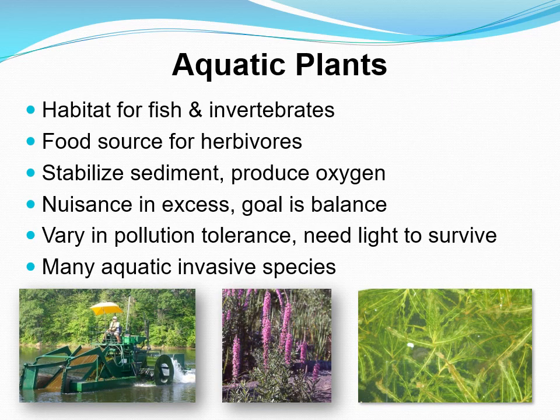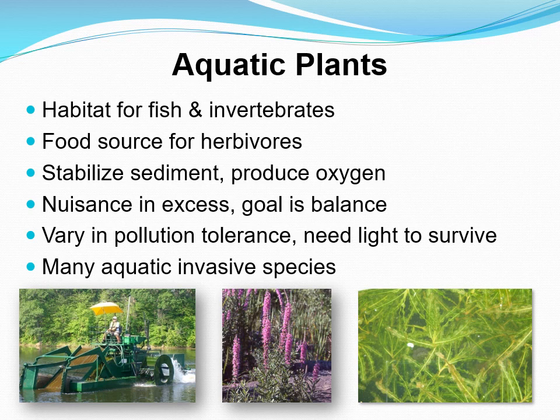Aquatic plants are an important part of a lake because they provide habitat, both for fish to hide in, but also for little invertebrates. Plankton use plants as their main cover, and that's where they live. If you have a lot more plants, you're going to have a lot more places that plankton can live, and overall, it can be a good thing. There are, of course, also sources of food for herbivores like muskrats, and waterfowl actually do eat duckweed. Plants stabilize sediment, like I was talking about. They produce oxygen during photosynthesis.